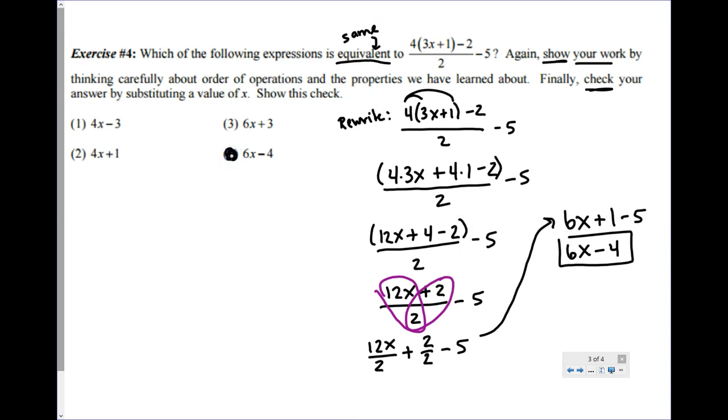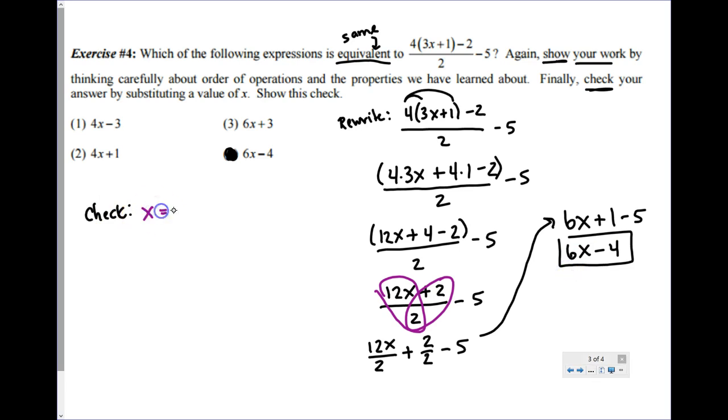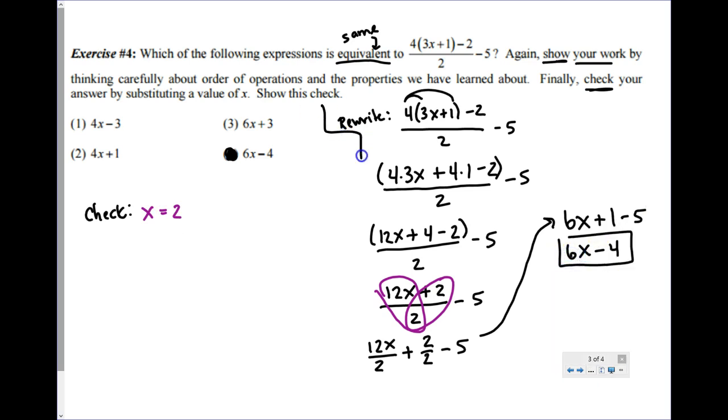Now how do I know this is right? Well, let's do your check. And again, I like picking the number 2, so I'm going to say that x is going to equal 2, and I'm going to plug it into both equations. I'm going to make a little separation here so I keep good track of my work. I want to stay organized, so I don't want my work on the left to mix with the work on the right. So I'm going to rewrite the original, 4 times 3x plus 1, minus 2, over 2, minus 5.